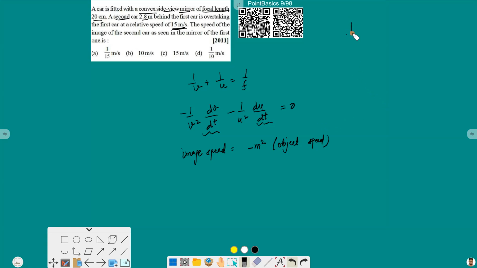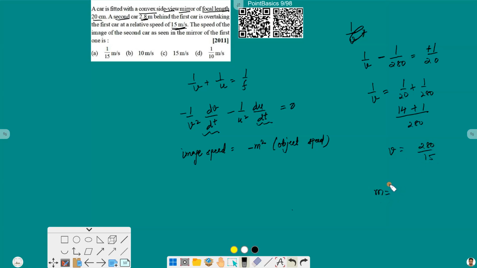So the magnification can be found using again this relation, from which we will get 1 by v minus 1 by 280. Why 280? Because we are taking centimeter, as the focal length is also in centimeter, is equal to 1 by 20, and this will be positive because we have a convex side view mirror. So from this 1 by v will be equal to 1 by 20 plus 1 by 280. This will be LCM 280, and we will get 14 here, we will get 1 here, and v will be equal to 280 by 15.